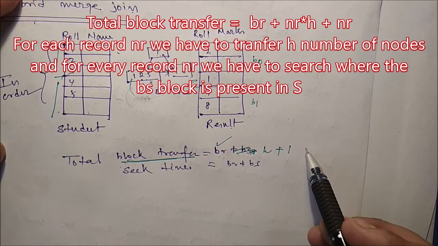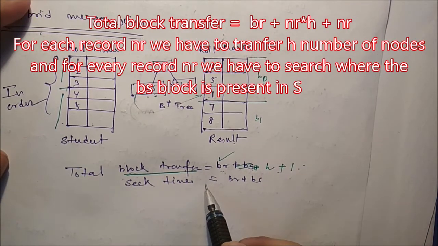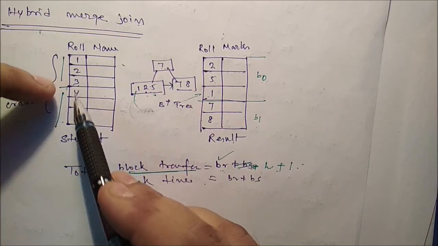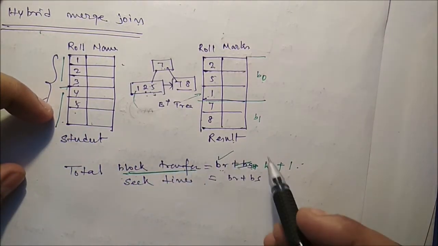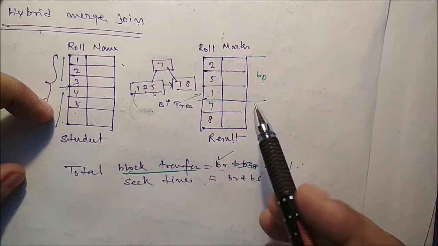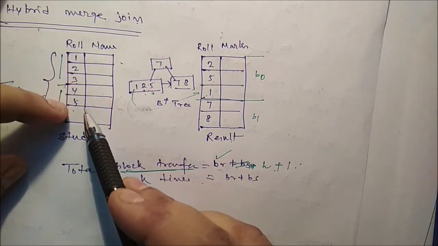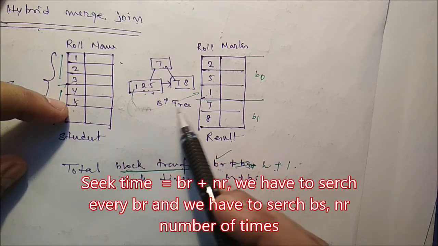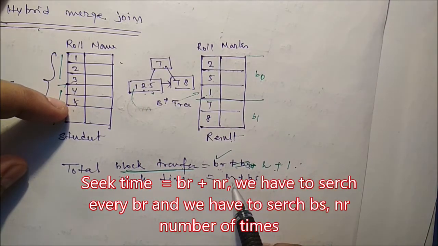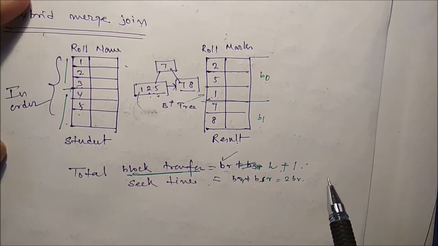So this is BR plus H plus 1, and the total seek time is: we have to identify this block as well as this block. After that, we need one seek where this B plus tree is. If we ignore this one, for each and every record we have to identify where this table is after getting the address. So it should be BR plus BR, so it is 2BR. Are you getting this?